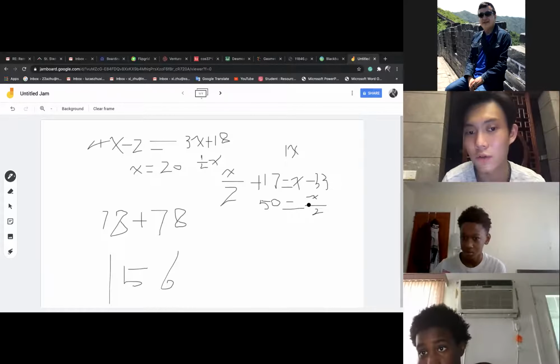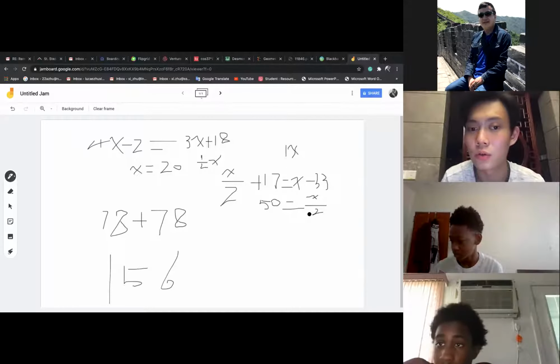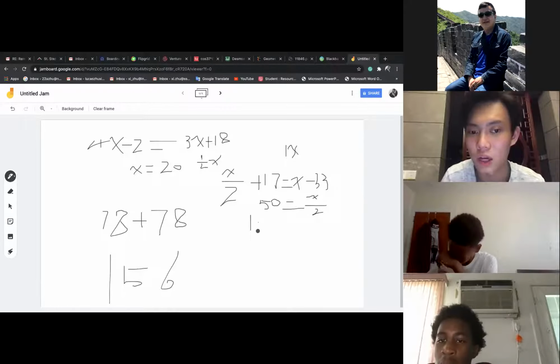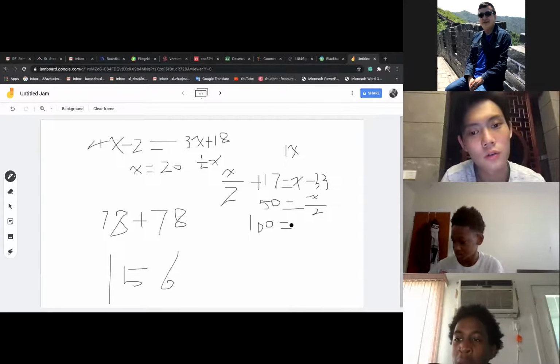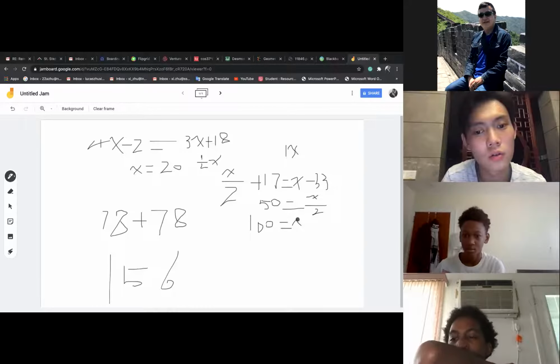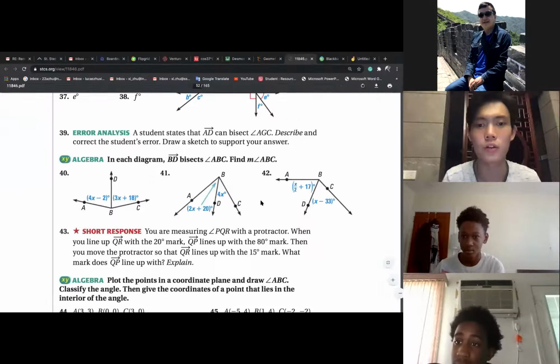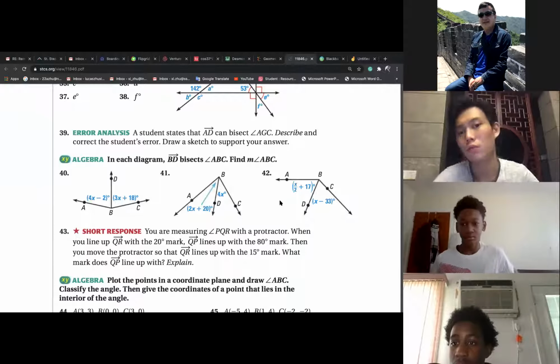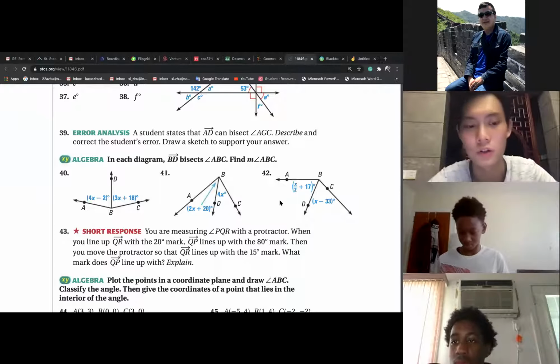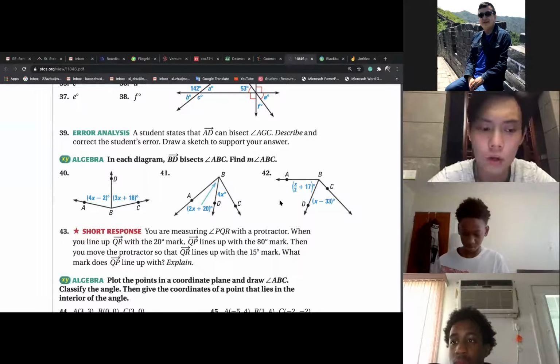Now you solve for x. What do you do here? Times 2 on both sides, so you get rid of the bottom part. So x equals 100, right? Yep. Now try to plug it back in. Try to do that part on your own. We now know x equals 100, and now you have to put the value back in.